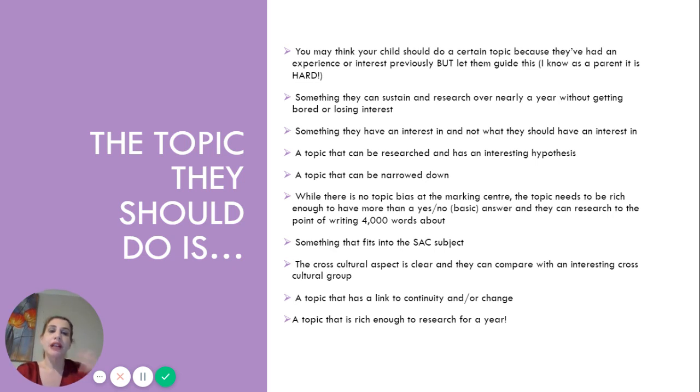It's got to be a topic that can be narrowed down in order to be sustainable. Some kids actually have big topics that could be a PhD in communication or psychology, so they're too big for a student to do in Year 12. While there's no topic bias at the marking centre, that's really important for you to make a note of: the topic needs to be rich enough to have more than a yes, no, or a basic answer, and they can research to the point of writing 4,000 words about it.